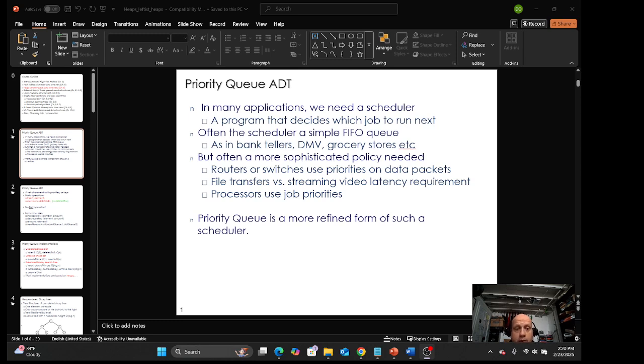So in many of these cases, you're going to be relying on these fundamental concepts of a priority queue, and obviously it's going to be in a much more refined form, as they mentioned. So let's move forward here.